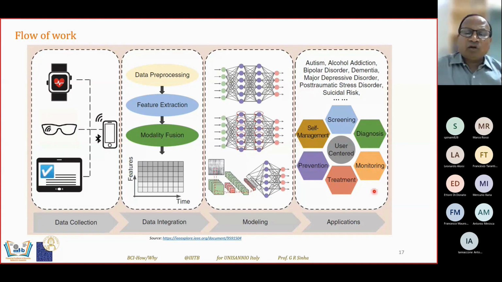So what we are talking about is community well-being that covers screening. A lot of screening is needed so that you can save lives. You can encourage people for mass screening. Then diagnosis can definitely be done. Monitoring, treatment, prevention, self-management. Self-management is an important thing. You have to encourage, and how to encourage? I was trying to give an example.